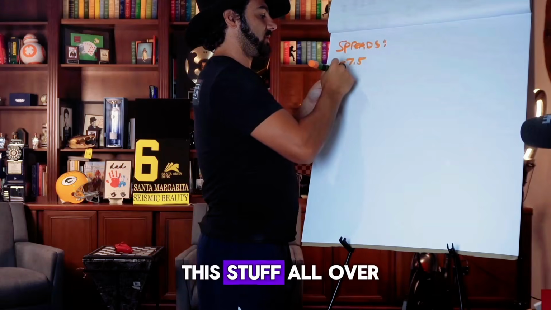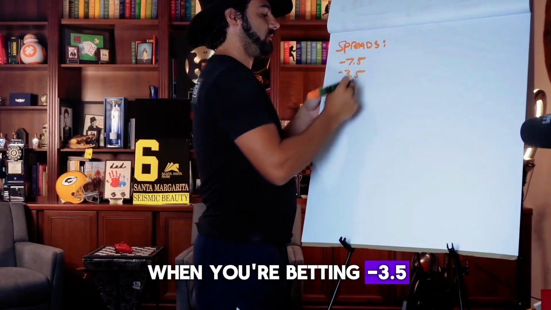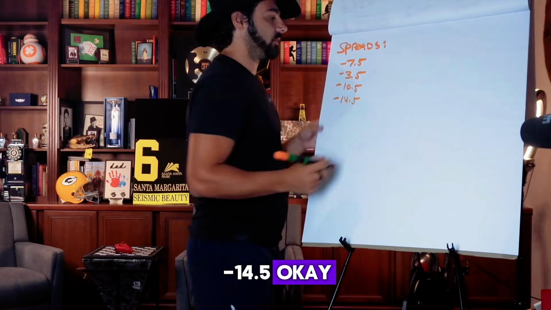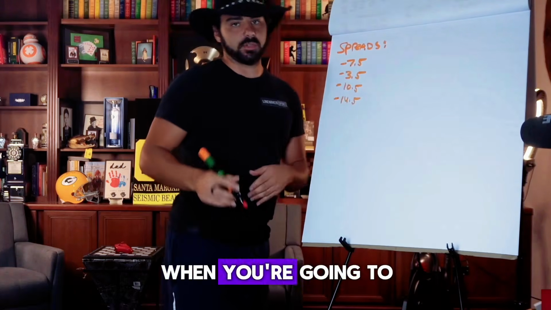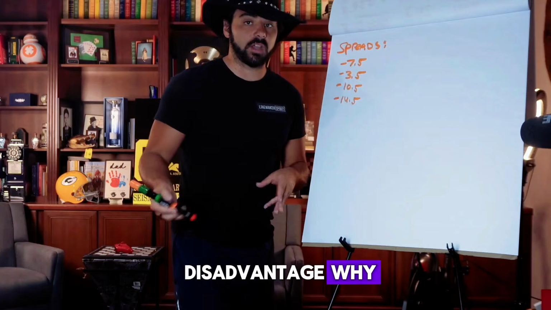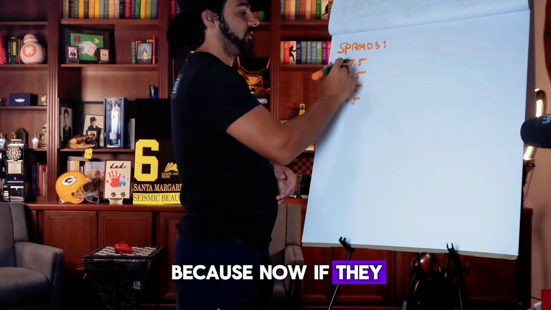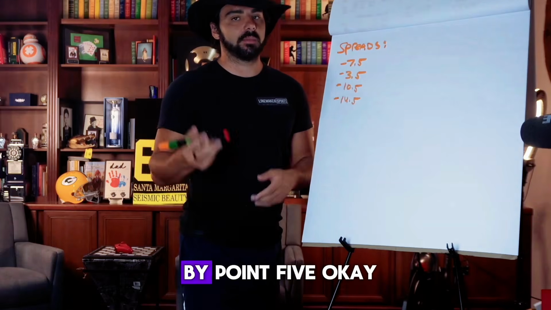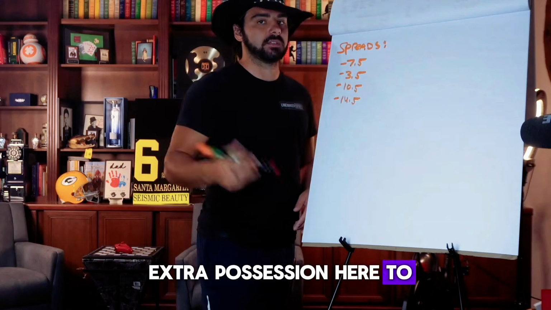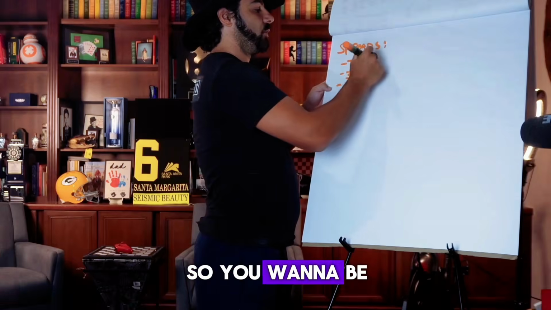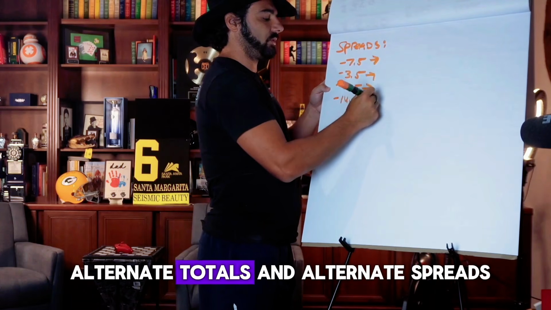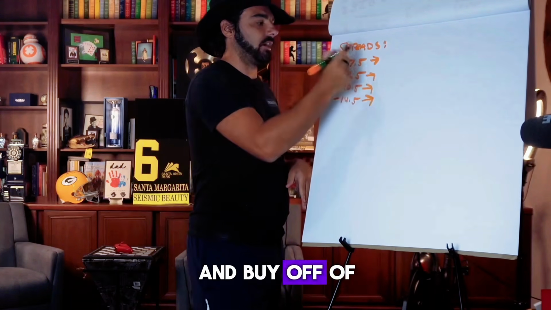-7.5. You guys have probably seen this stuff all over the place when you're betting. -3.5, -10.5, -14.5. Okay? You see these spreads? When you're going to bet a team at -7.5, you're at a complete disadvantage. Why? Because now if they just win by a touchdown, you end up losing by 0.5. Okay? That's not what you want. They need a whole extra possession here to be able to clear this mark. So you want to be able to buy off of these numbers. Okay? You could buy alternate totals and alternate spreads and buy off of these numbers.